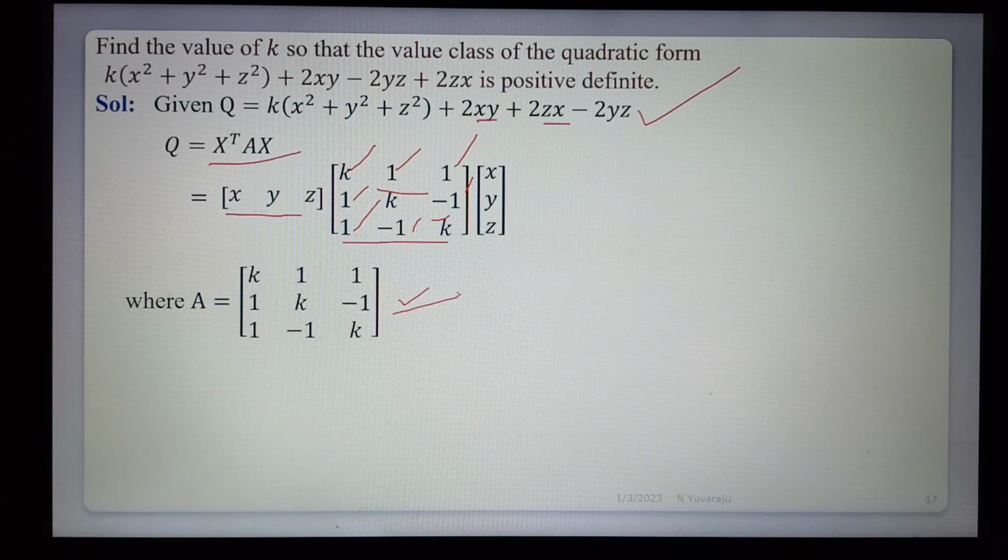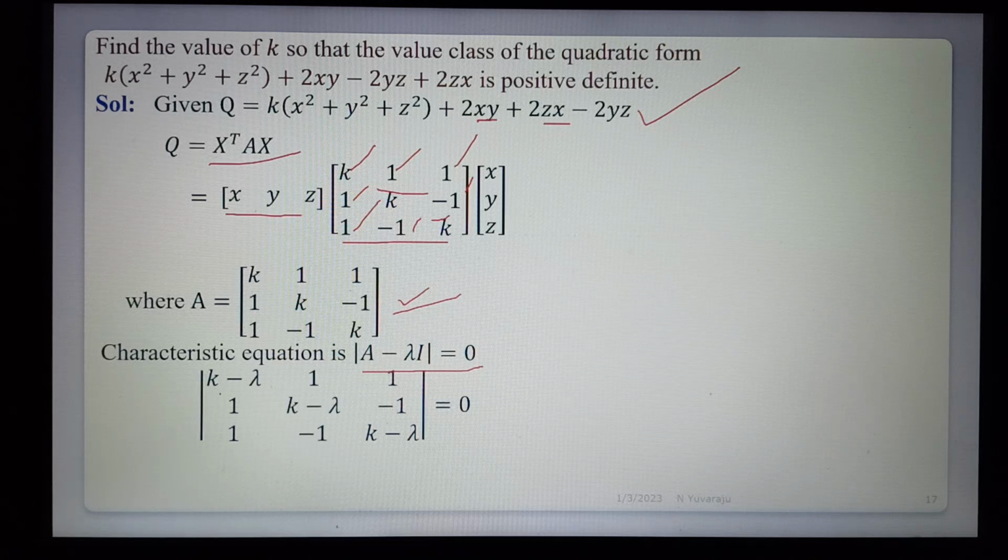Now finding eigenvalues of this matrix. The characteristic equation, determinant of A minus lambda I is equal to 0, that is determinant of k minus lambda, 1, 1; 1, k minus lambda, minus 1; 1, minus 1, k minus lambda. Solving this equation we get the lambda values, that is the eigenvalues. Directly I am giving the eigenvalues: lambda is equal to k plus 1, k plus 1, k minus 2. These are the 3 eigenvalues.